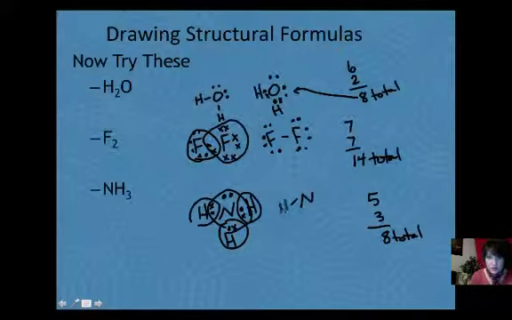So let's show this structure with lines or dashes to represent bonding pairs, and then dots for the non-bonding pairs. There we go, there's ammonia. So you've got a lot of electron dot diagrams to draw in your packet, so you better get to it.